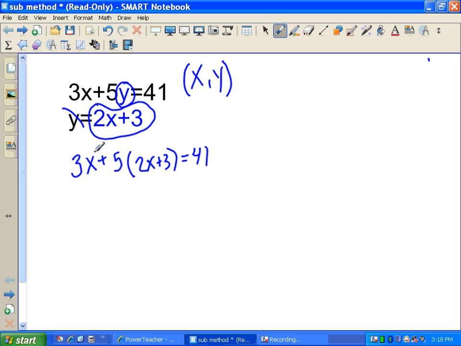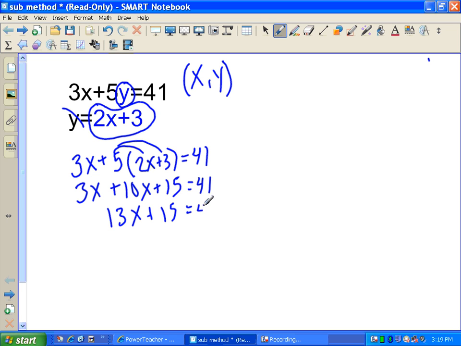Now we have one equation with only one type of variable, x. We're going to use the distributive property first to start to simplify this. This becomes 3x plus 10x, because 5 times 2x is 10x, plus 15, because 5 times 3 is 15, is equal to 41. Combine like terms: 3x plus 10x is 13x, plus 15 is equal to 41.